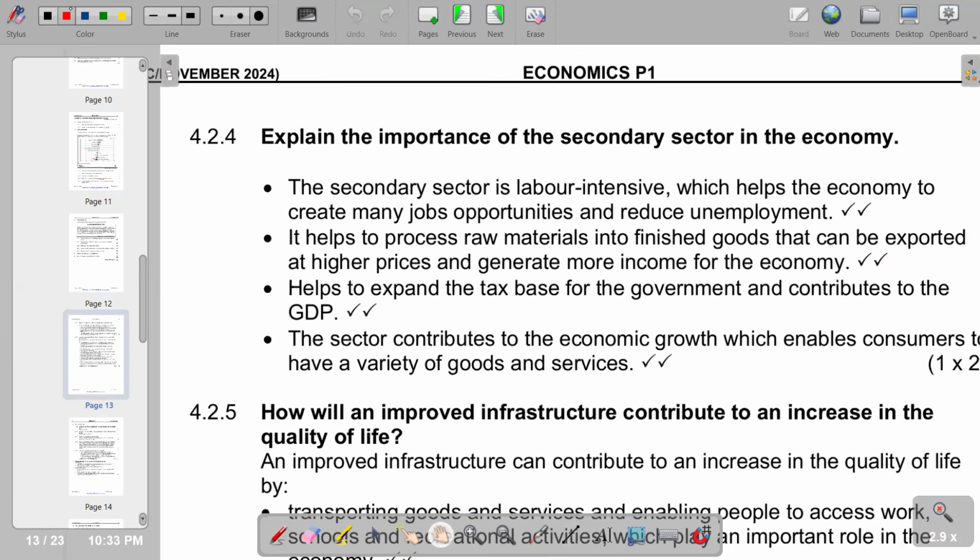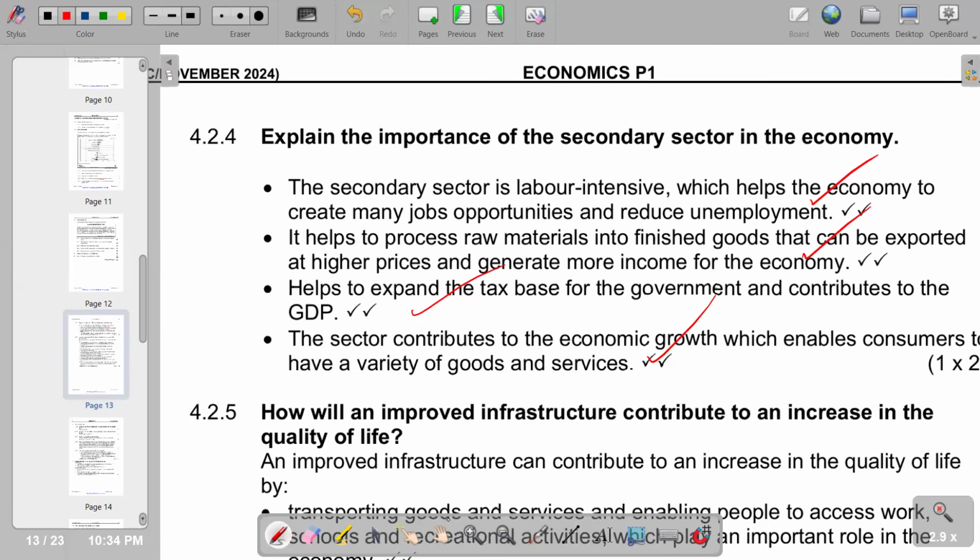So the importance of the secondary sector in the economy: the first one is that the secondary sector is labor intensive, which helps the economy to create many job opportunities and reduce unemployment. It helps to process raw materials into finished goods that can be exported at a higher price and generate more income for the economy. So that is what we put. Also, further points are also correct.